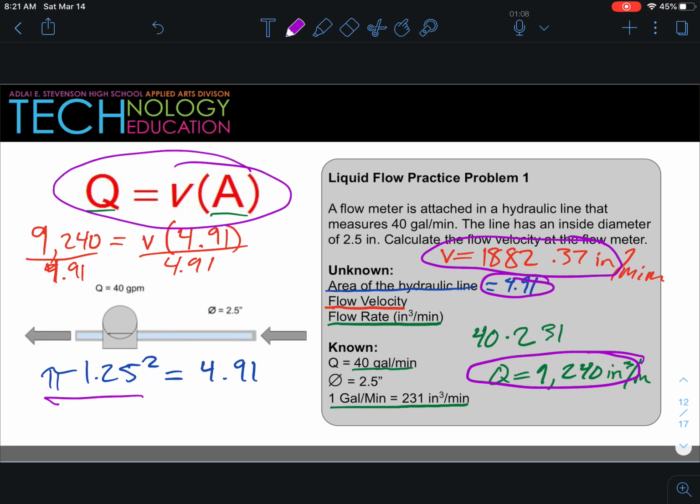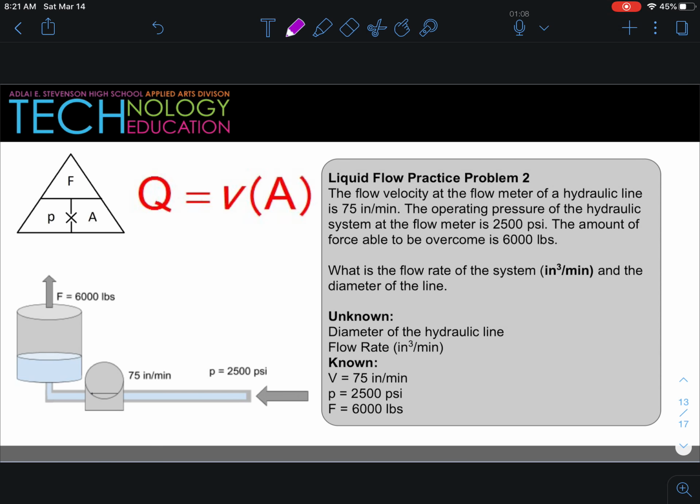Now, what you have to do for your assignment today is liquid flow practice problem number 2. Very similar problem, but you will have to incorporate Pascal's law into here. So we are looking for the diameter of the hydraulic line and the flow rate. Once again, we don't have the diameter given to us of the hydraulic line. We don't have the area either, but we do have force and we do have pressure. So we can find our area in the equation. And that's how I'd recommend getting started.